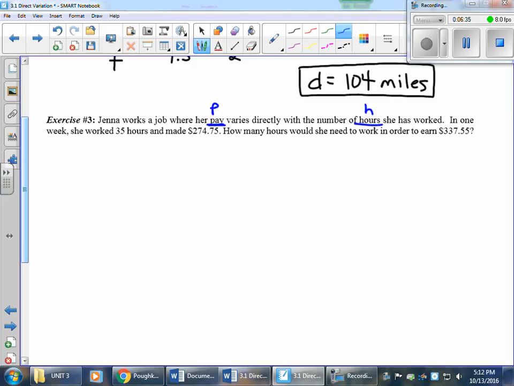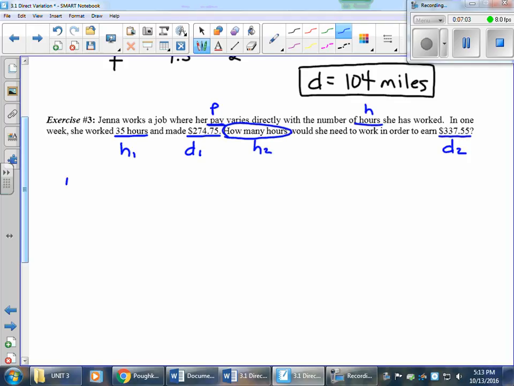In 1 week, she worked 35 hours, so here's hours 1, and she made, what should we call it maybe, dollars? Dollars 1. How many hours would she need to work in order to earn $337.55? So that's dollars 2. So that we want to know, here's our hours 2.